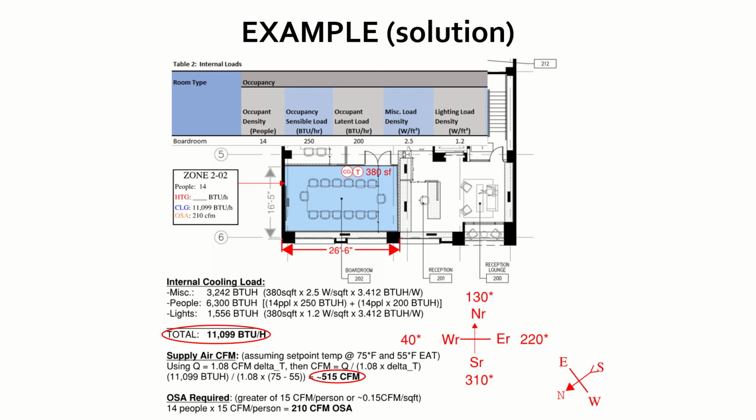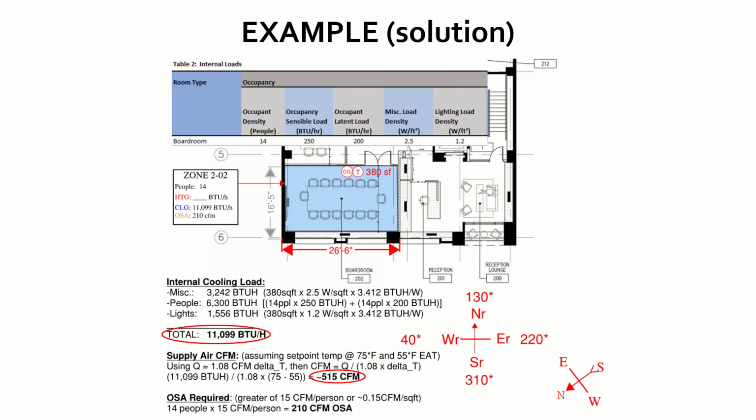Remember, this is just the internal cooling load. You should have gotten roughly 11,100 BTUs per hour and 515 CFM needed to cool the space. How did we get those numbers? We simply applied the relationships shown in those tables to obtain the BTUs. A common mistake is to forget to convert the watts to BTUs. Remember, 1 watt is 3.412 BTUs per hour.